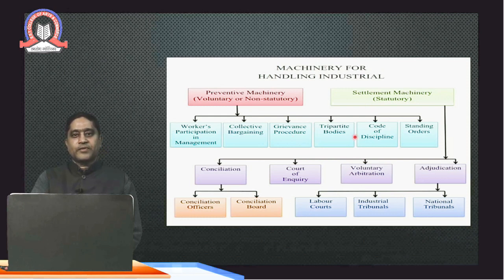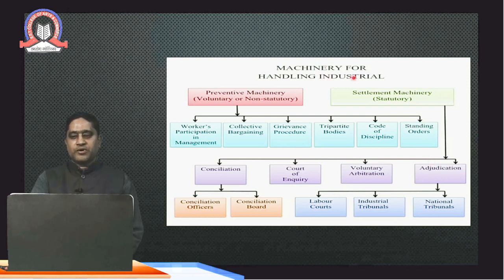There should be tripartite bodies. There would be three parties, where the third party would be someone away from the workers and management. The code of discipline has to be displayed at prominent places in the industry or the factory, followed by the standing orders, that is, standing operating procedures, which also have to be displayed at prominent places.